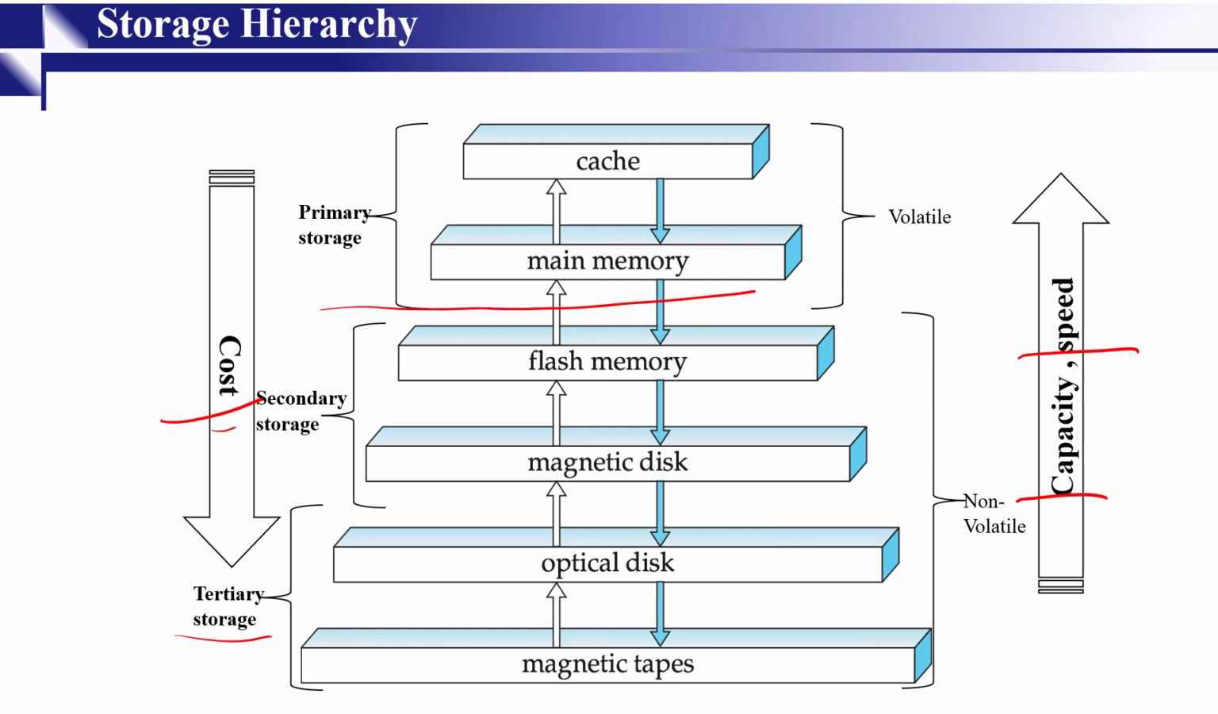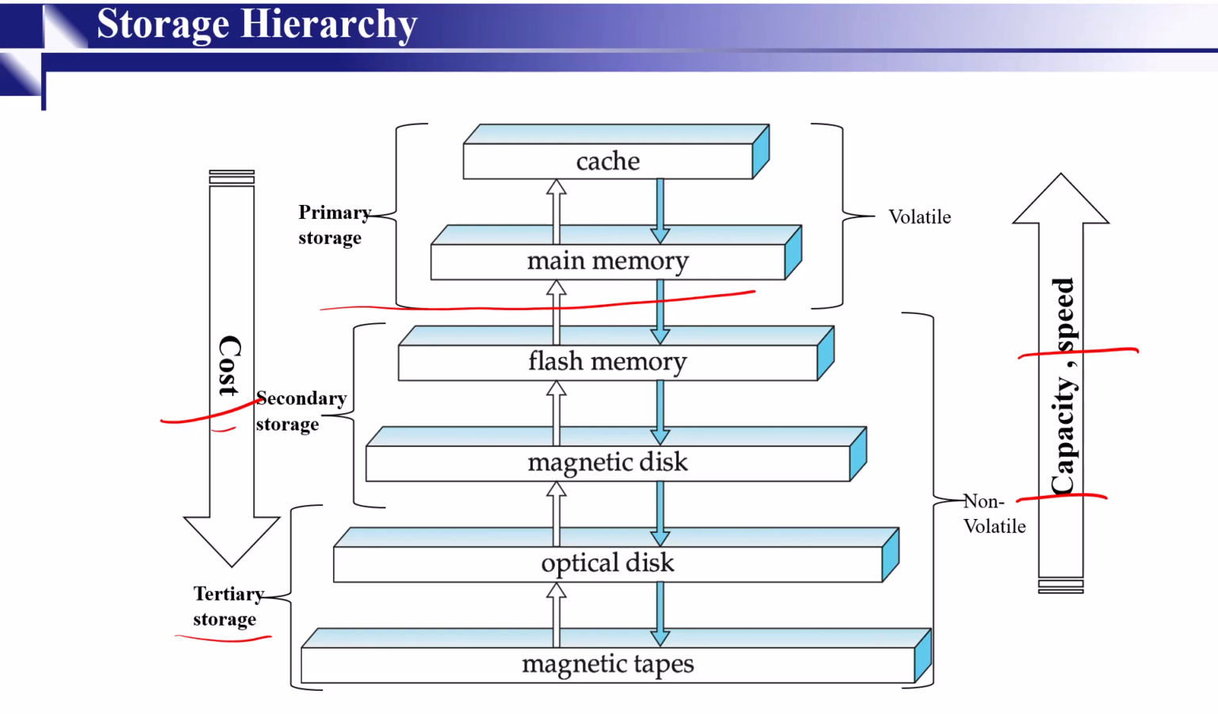Then we have magnetic disks. They provide larger capacity at lower cost, but are slower than flash memory. Then we have optical disks. They are used for distribution and backup, and they offer decent capacity but are slower and less durable. Then we have magnetic tape.